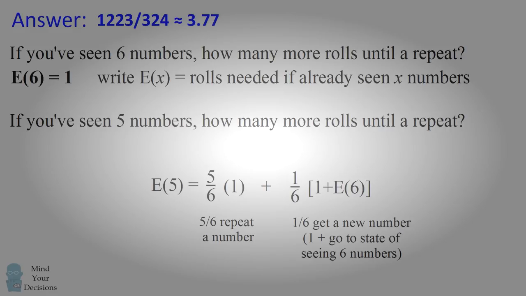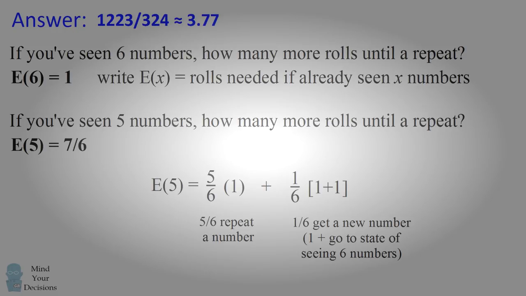So we've set up an expression for e of 5 in terms of e of 6. And the great part is, we've already solved that e of 6 is equal to 1. So we can substitute that, and we get e of 5 is equal to 5/6 plus 1/6 times 2. Which means e of 5 is 7/6. If we've seen 5 of the numbers, it will take us 7/6 rolls to see a duplicate number. And this makes sense. Almost certainly, most of the time we're going to see a duplicate number on the next roll, but on occasion we get that 6th new number, and then we're certain to see a duplicate on the next roll.